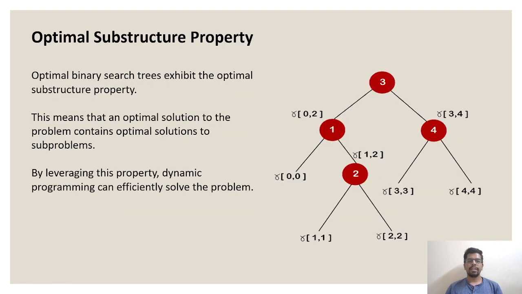Optimal substructure property. Optimal binary search trees exhibit the optimal substructure property. This means that an optimal solution to the problem contains optimal solutions to subproblems. By leveraging this property, dynamic programming can efficiently solve the problem.